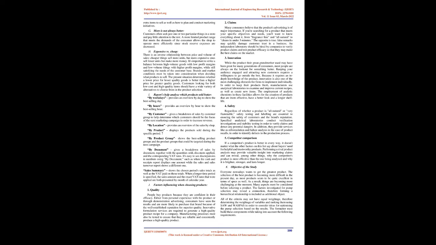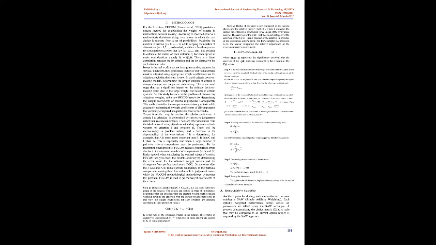VAT rates. It's easy to see discrepancies in numbers using by document, such as when the cash and receipts report displays one amount while the sales and sales turnover report shows a different one. Sales summary shows the chosen period's sales totals as well as the VAT paid on those totals. When a longer time period is specified, the sales amount and the exact VAT rates that were applied are both presented by month of calendar year.